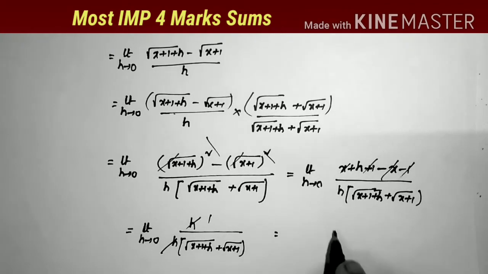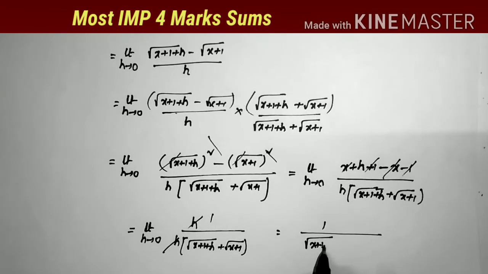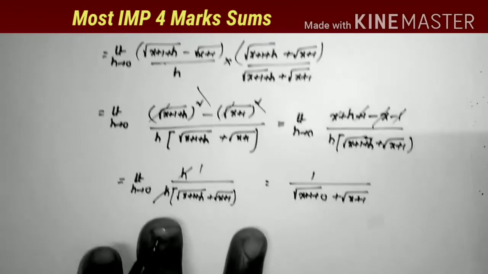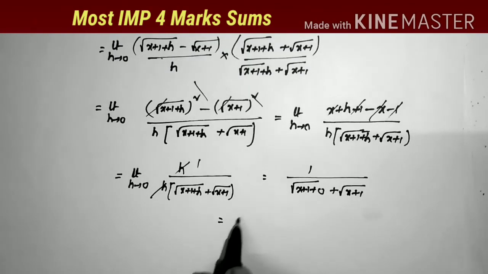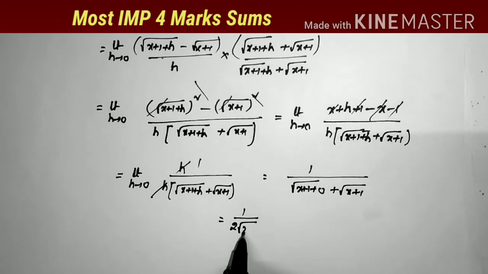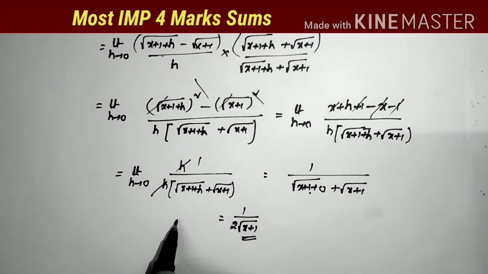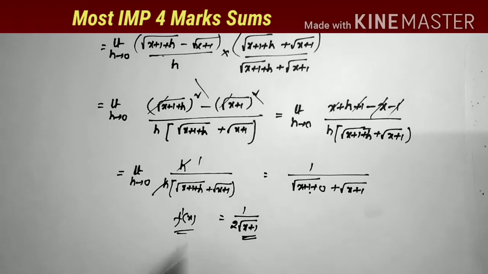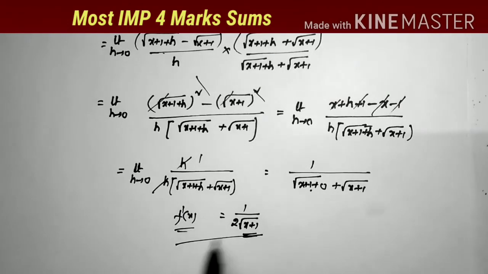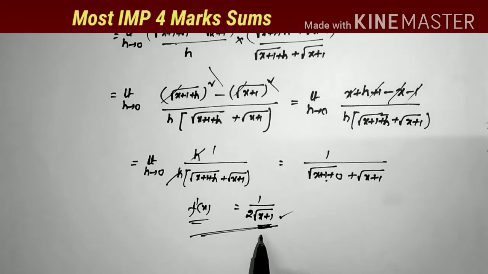Now substituting h is equal to 0 in the remaining answer, that is 1 by root x plus 1 plus 0, plus root x plus 1. 1 by root x plus 1 plus root x plus 1, 1 by 2 root x plus 1. Therefore, the value of f dash of x is equal to 1 by 2 root x plus 1. So, this is the answer which is obtained by using the formula, by using the first principle.